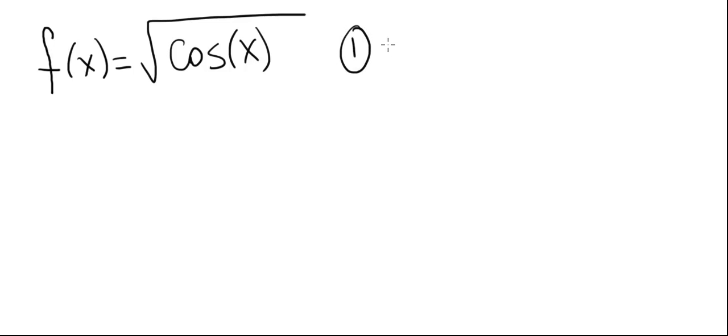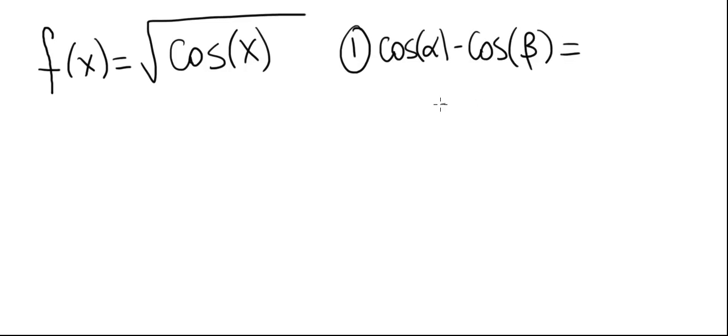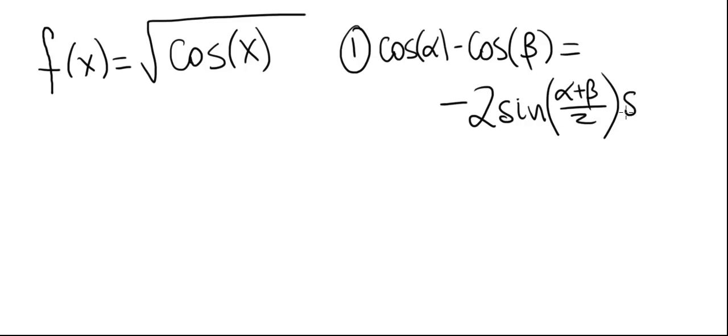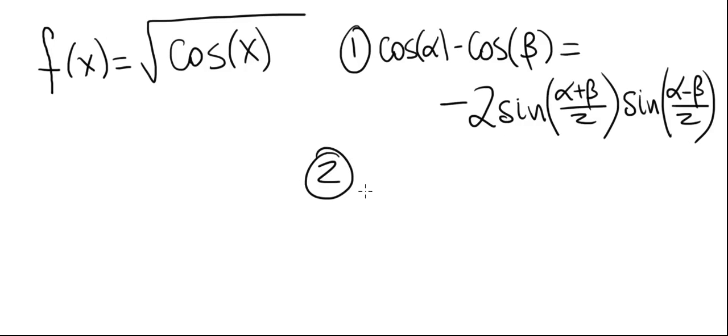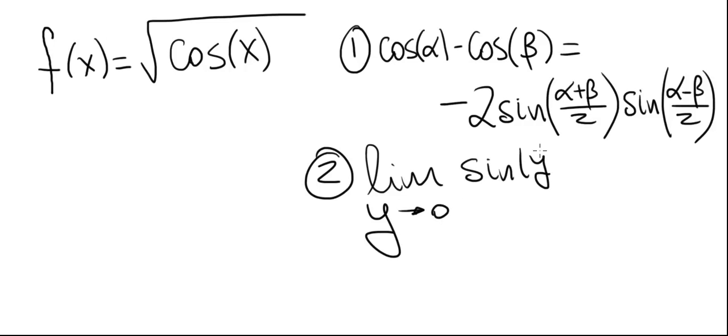We'll need the following trig identity. Cosine alpha minus cosine of beta is equal to minus 2 times sine of alpha plus beta over 2 times sine of alpha minus beta over 2. And the second result we'll need: limit as y approaches 0 of sine of y over y equals 1. So now we can proceed.